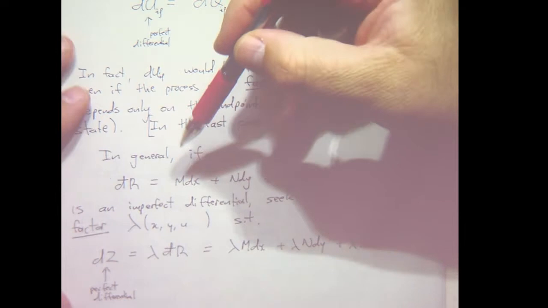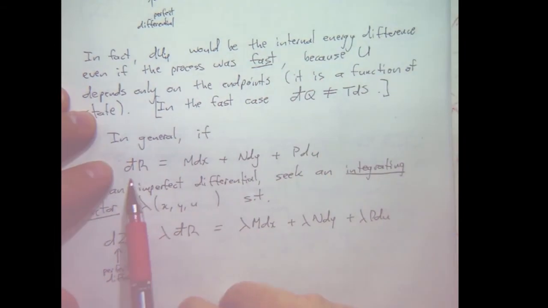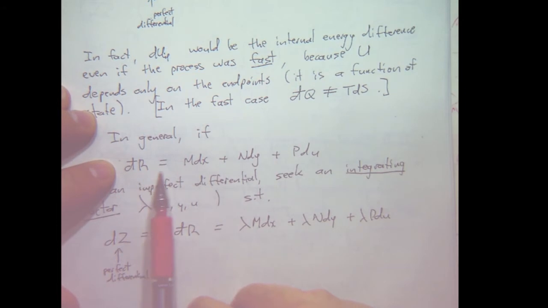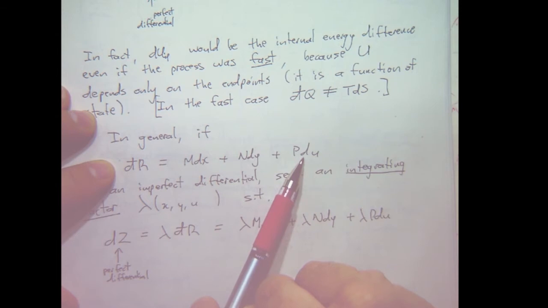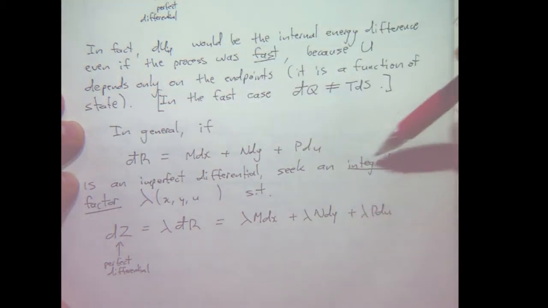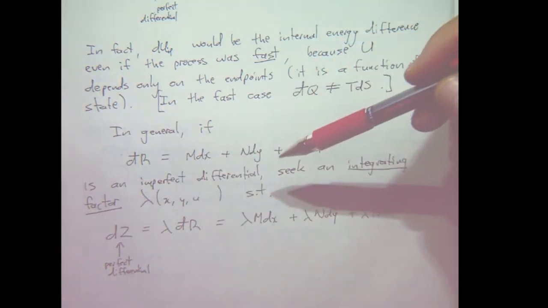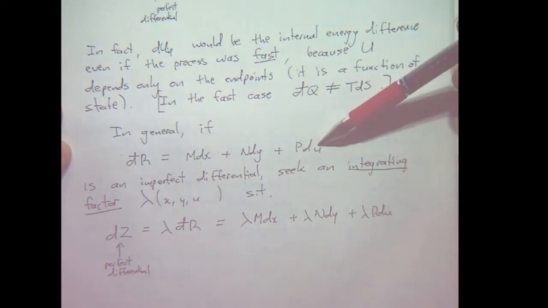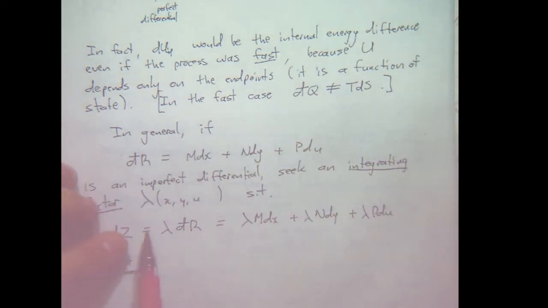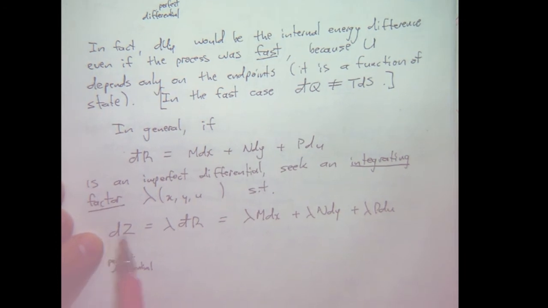Now back to a mathematical point. In general, if you have an imperfect differential dR, and it's a sum of M dx plus N dy plus P du, the way to solve this is to seek an integrating factor, lambda, a function of all the variables you need. In this case, it's x, y, and u, such that lambda times dR is equal to a perfect differential. That's the idea of an integrating factor.